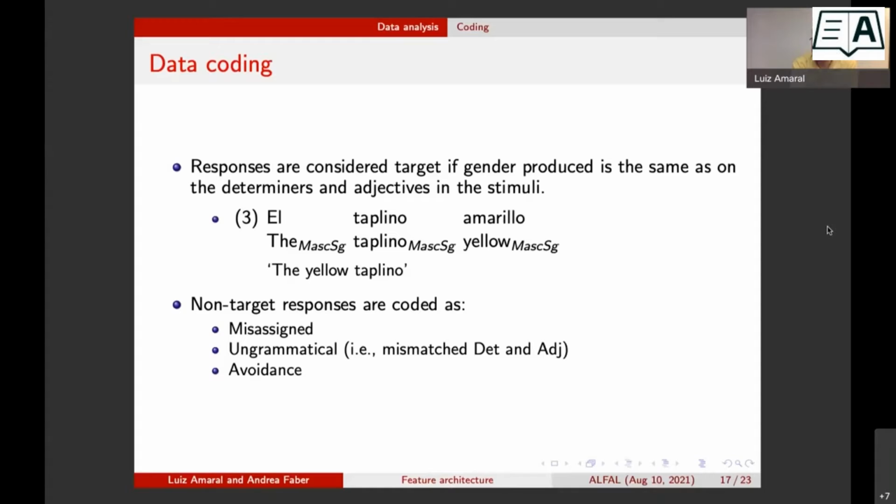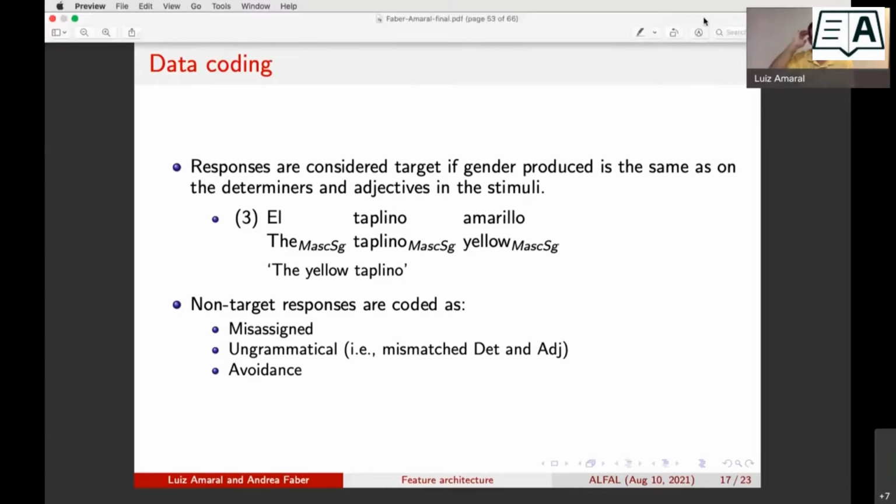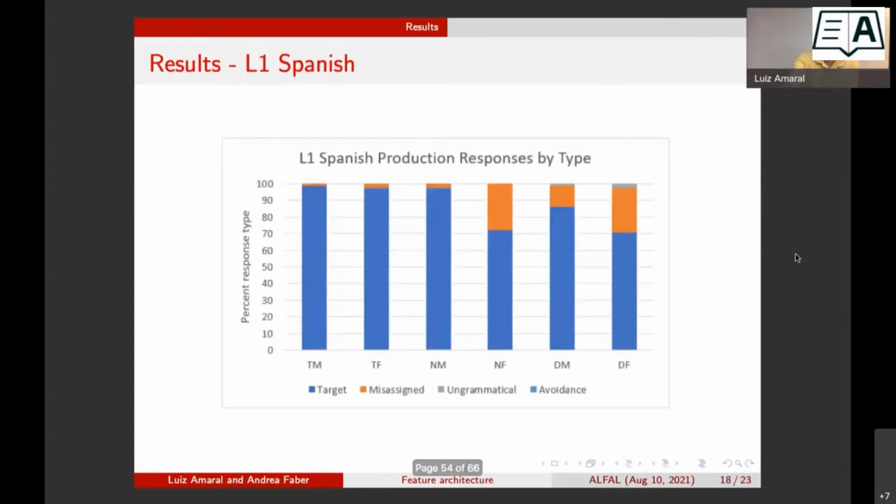Obviously, native speakers never do that, right? And avoidance is when, especially second language learners, sometimes say something else. La amarilla or esta, or right, so they use some avoidance strategy that's also common in experimental designs. Okay, so here are the results, and these are interesting.